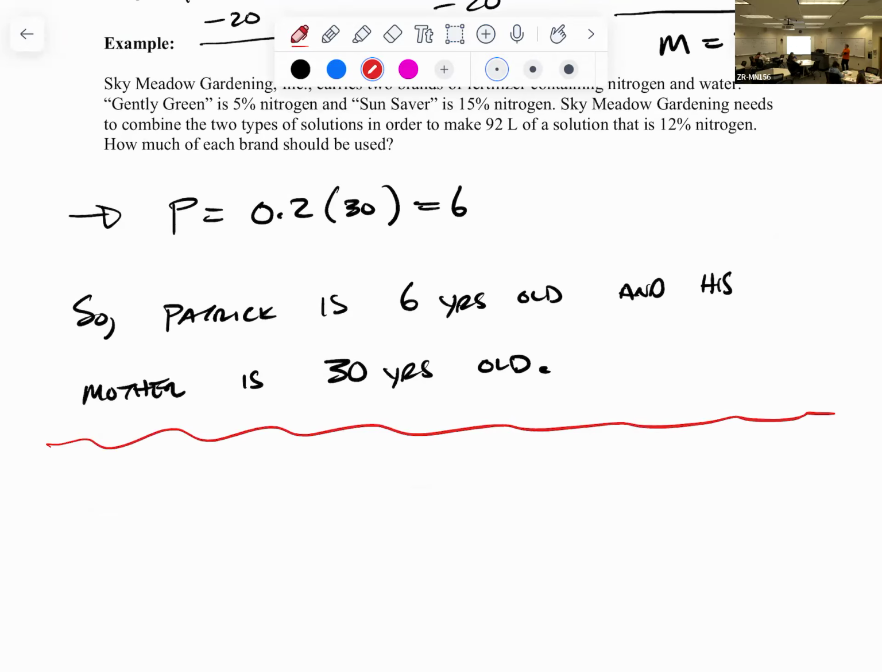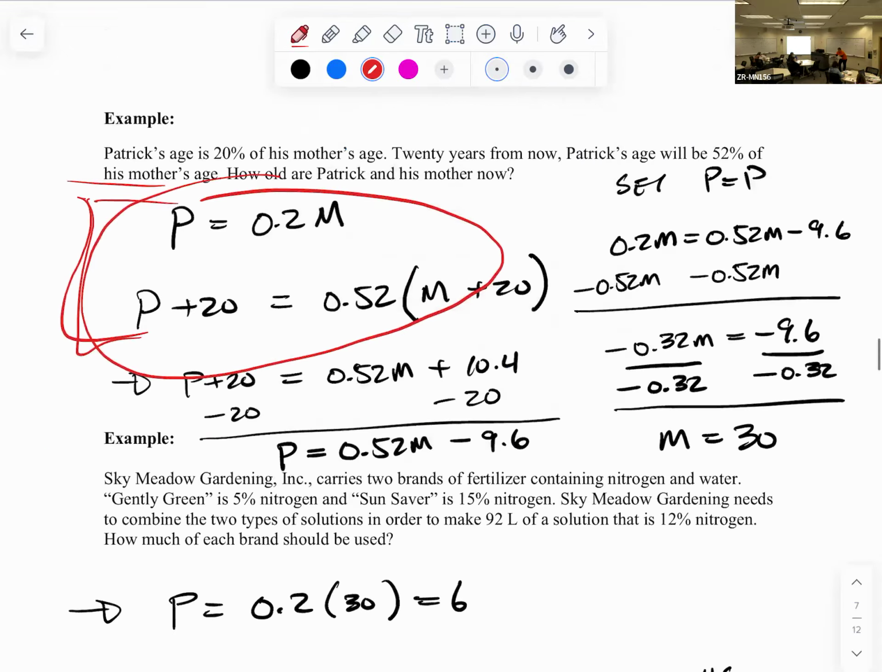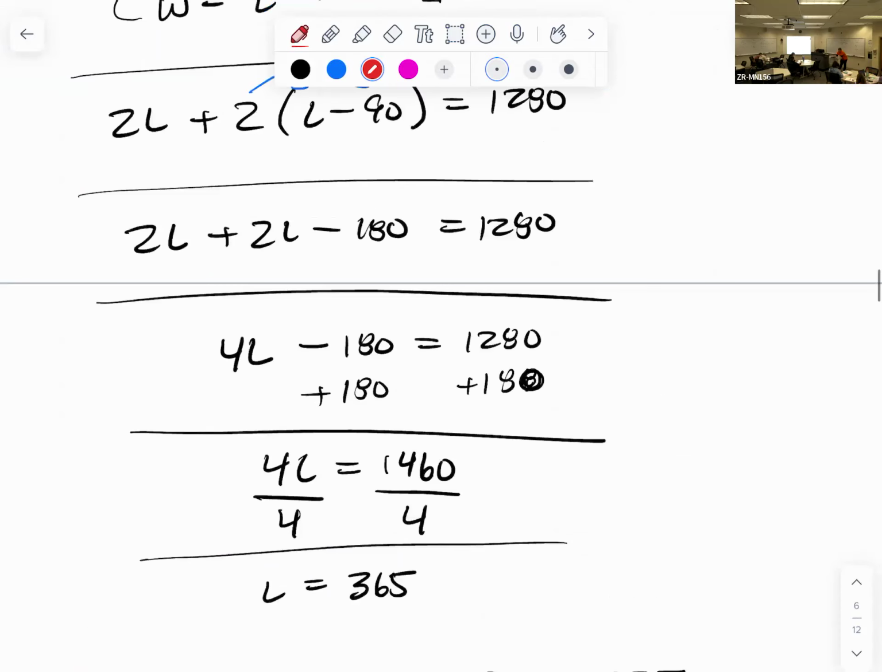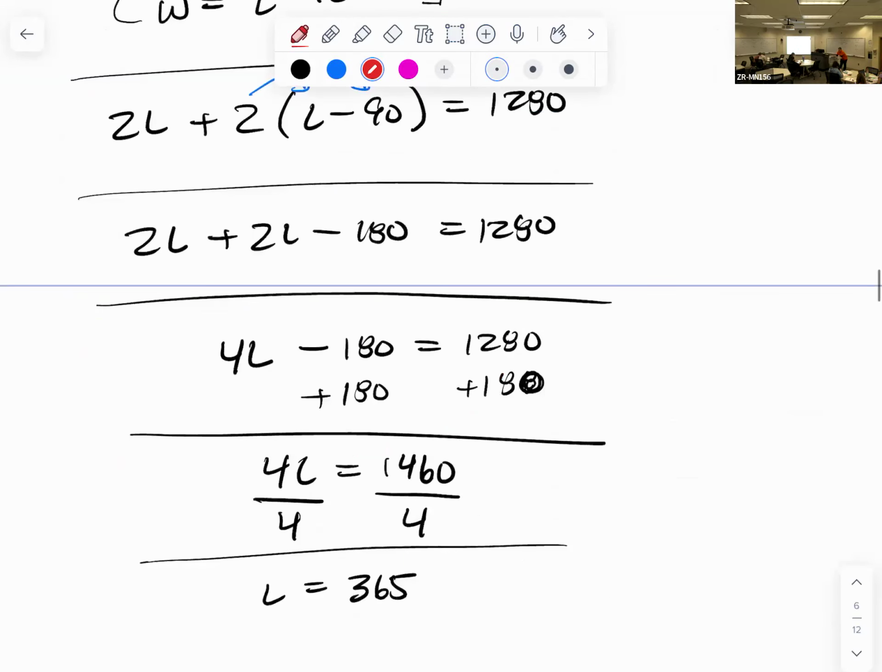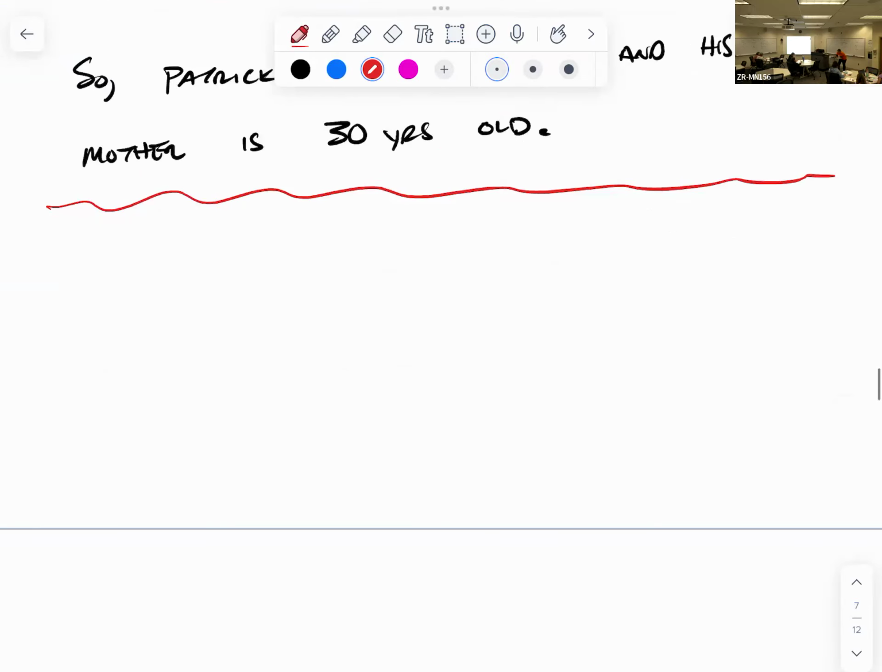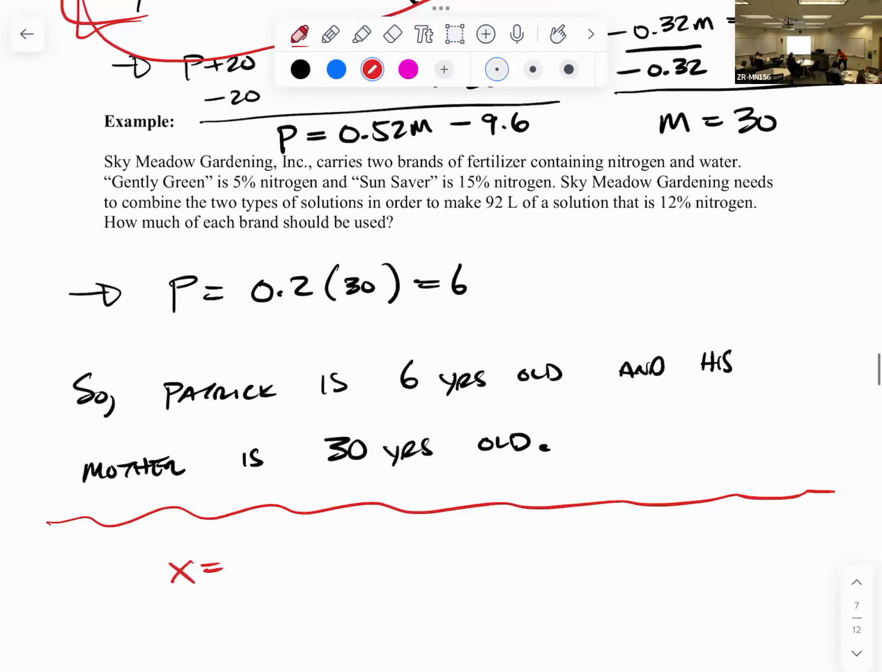So notice when I usually create my variables, I pick ones that make sense. P and M. I was like L and W. I don't like to initially define my terms. However, the other approach is you can initially identify your variables. X equals amount of gently green.